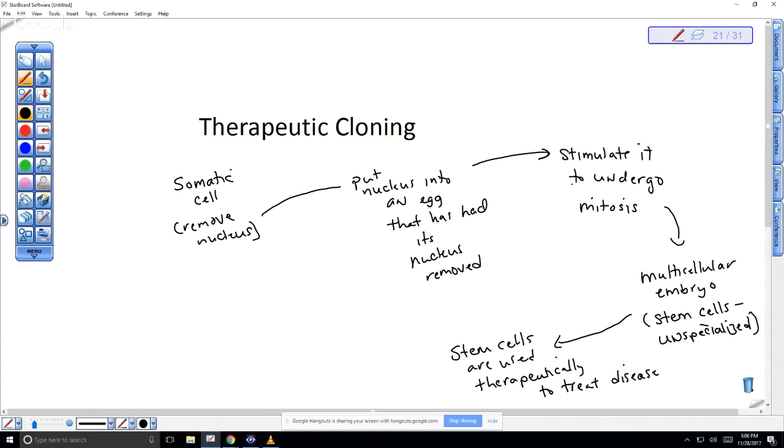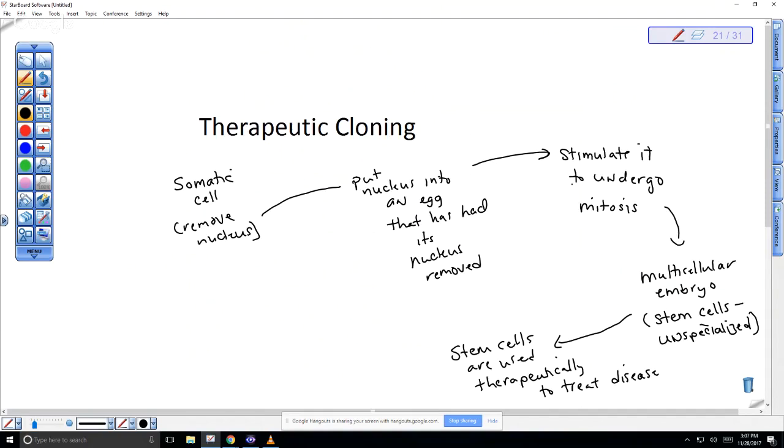For example, if I have Alzheimer's and my nerve cells start to die, maybe I could take a cell and produce a multicellular embryo that is identical to me. Those stem cells could then be put back into my brain, and the stem cells would divide and they would rebuild my nervous system. So that is how it is used therapeutically.